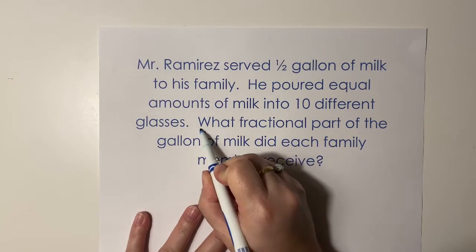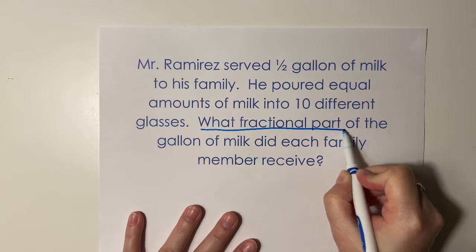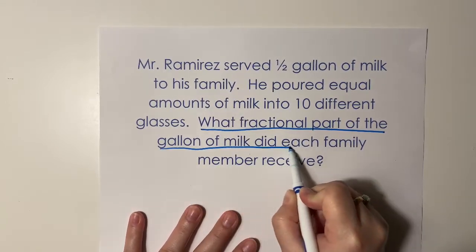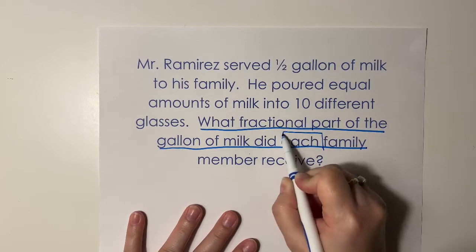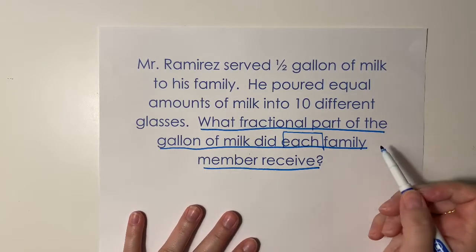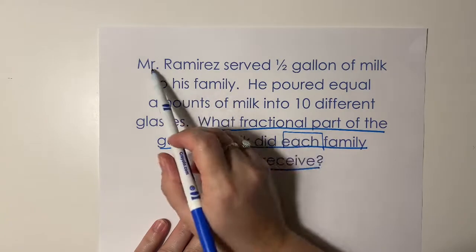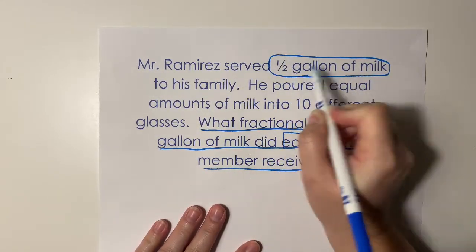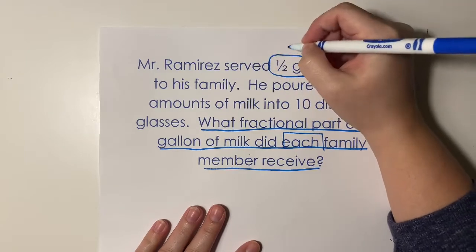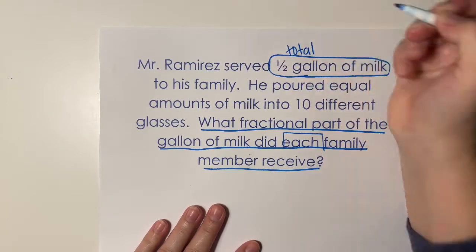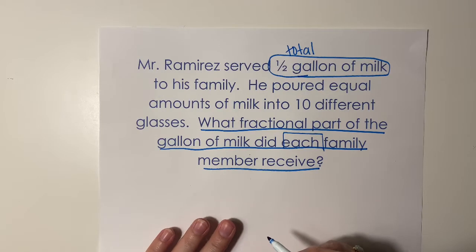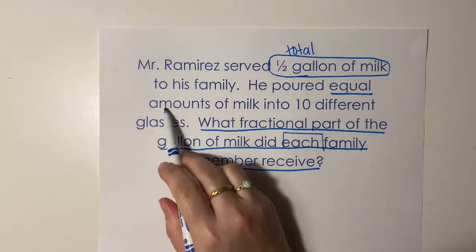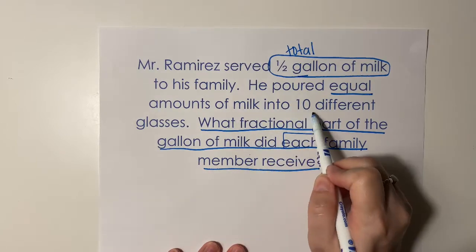Okay, I'm going to go back to my question. What fractional part, kind of gave me a clue, of the gallon of milk did each family member receive? So let's go back to what we know. We know Mr. Ramirez served 1/2 gallon of milk. Wait a minute, that's what he served. That's my total. That's all he served. He served all of that. He poured an equal, helper word, amounts of milk into 10 different glasses.